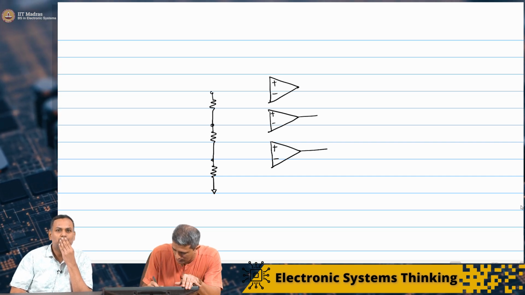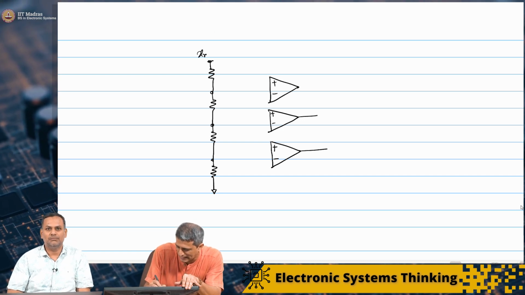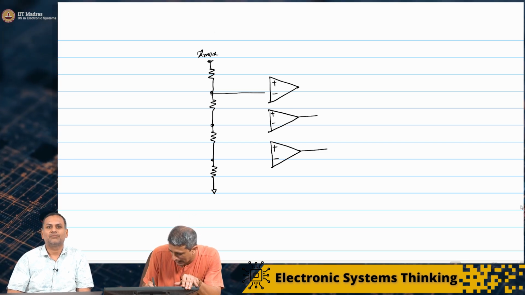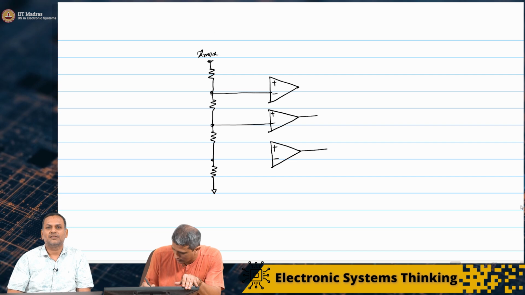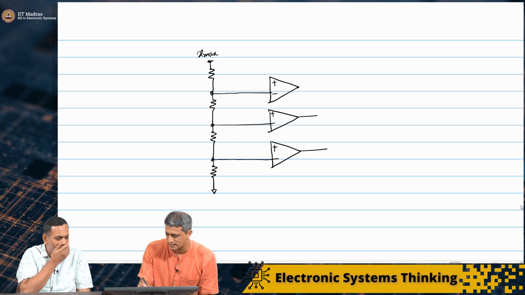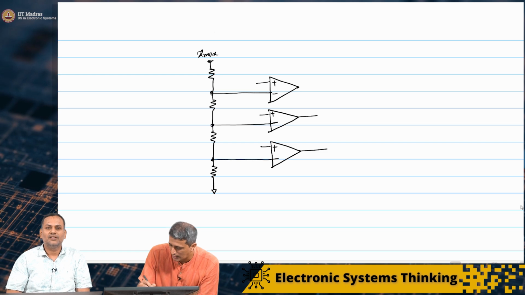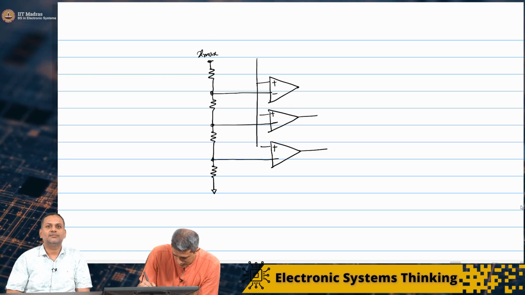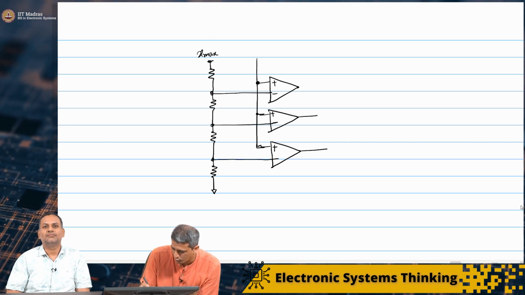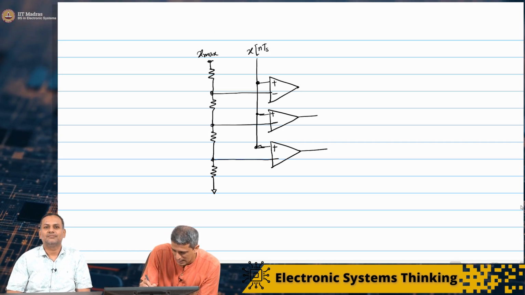I have this one. This is my X max. All I have to do is tap each point of the resistor like that to the negative end of the comparator, because we are comparing against them. And all the positive ends are going to be shorted like this. I'll put the dots here to show that it is x of nTs.